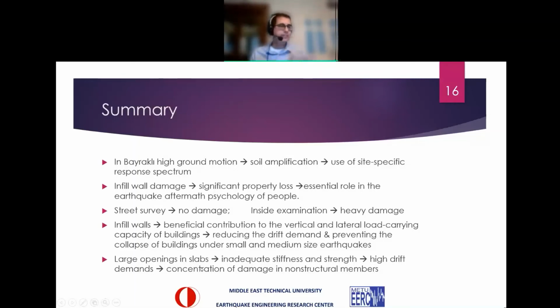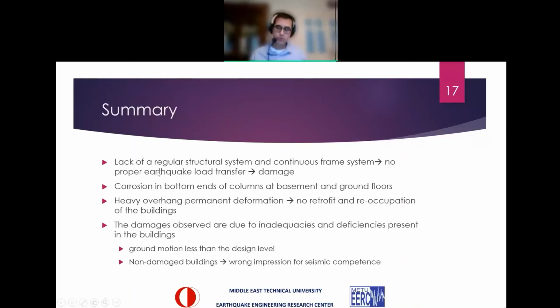I already mentioned the large openings. Be careful with the large openings in the slabs. You should be careful with the lack of regular structural system and continuous frame systems, because if you don't have a regular framing system, you can't transfer your earthquake loads to the earth and you will get damage. Corrosion is another big problem for Izmir. We saw it in almost every building. Overhangs, I already mentioned this.